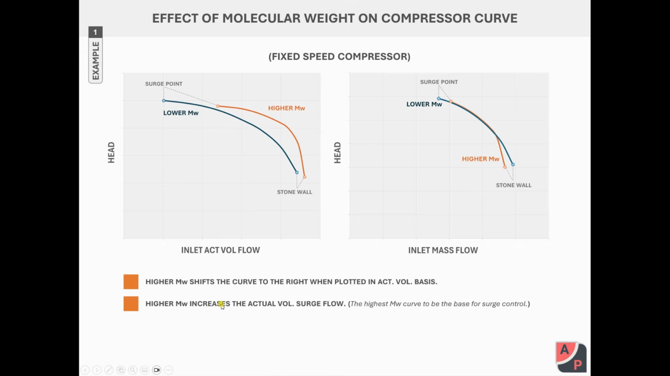The next one is that higher molecular weight increases the actual volumetric surge flow. So you can see clearly here how the surge flow is changed when the molecular weight is increased. And this is very critical in the surge control system. The highest molecular weight case should be considered for surge flow when it is on an actual volumetric flow basis.